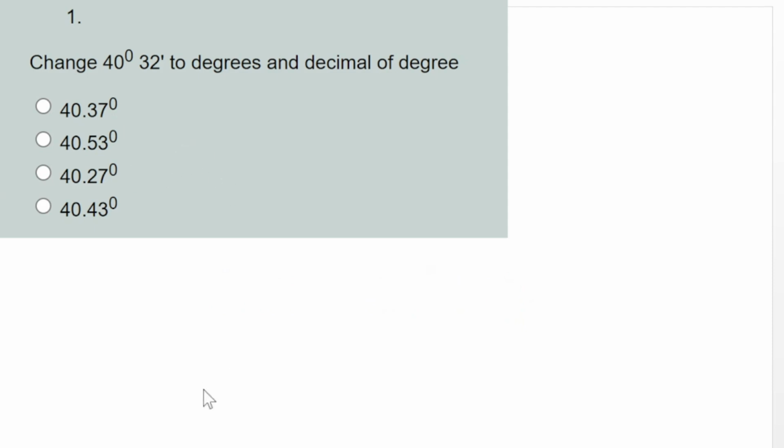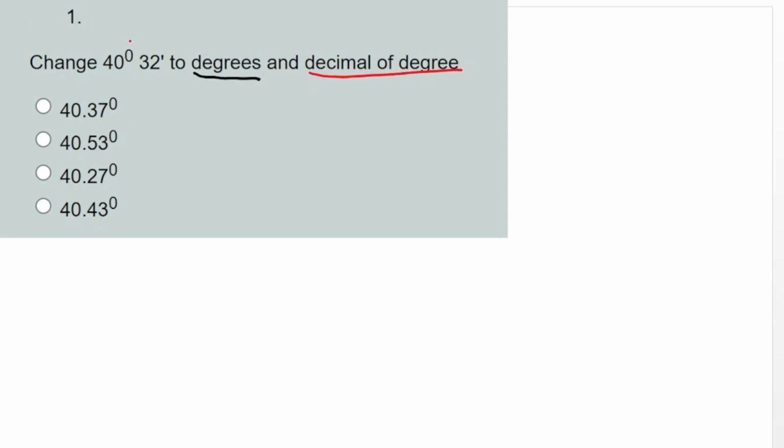The first question is: change 40 degrees 32 minutes to degrees and decimal of degree. That means you want to change everything to degrees, because what we have here is degrees and minutes. One apostrophe means minutes. If it is 2, that will be seconds. I hope I'm making sense. So we are changing it to degrees and decimal of degrees.